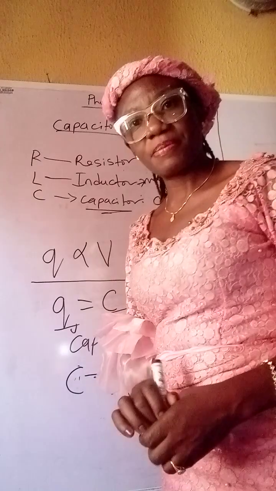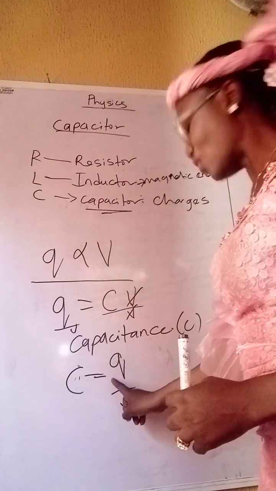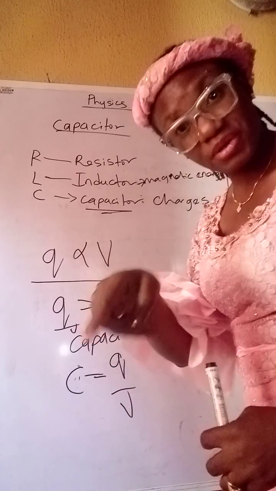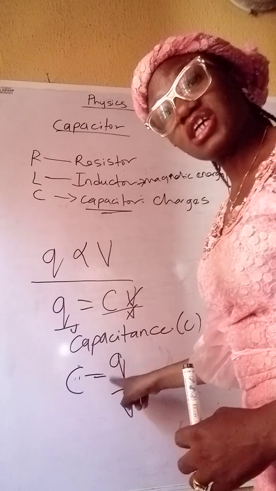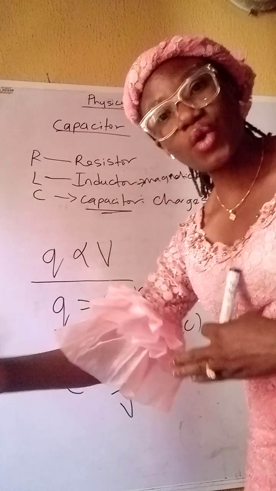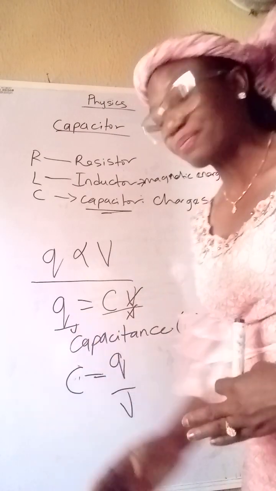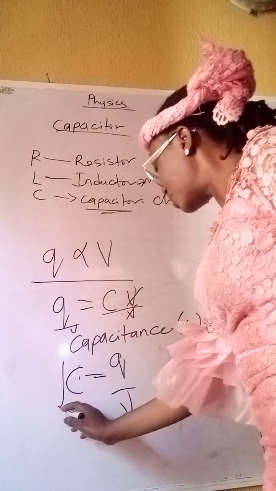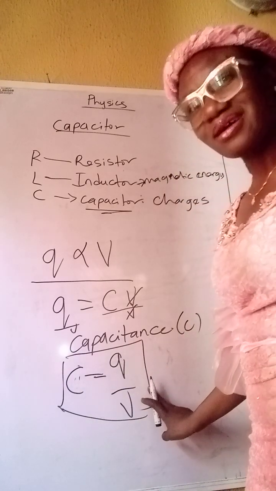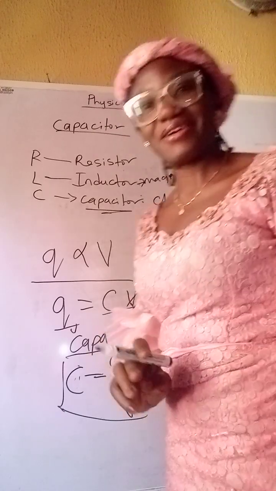Now we can define what a capacitance is. A capacitance is the ratio of the charge on either of the plates to the potential difference between the plates. Are you following? So if you are able to bring this out, you should be able to define what a capacitance is. I mean, that's one of the reasons I love physics. So now we have this as our definition.